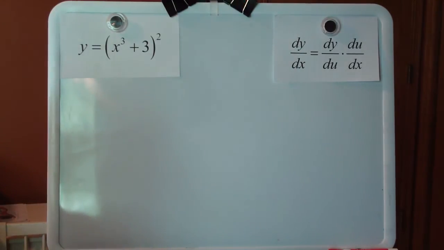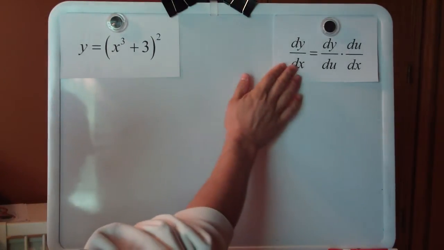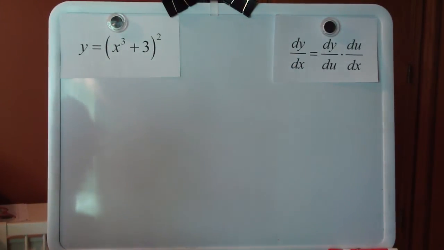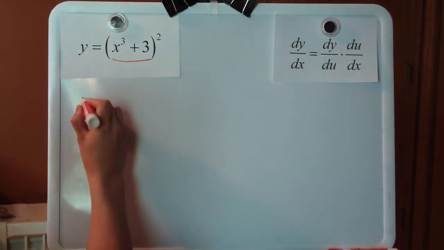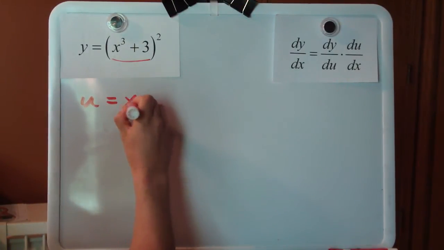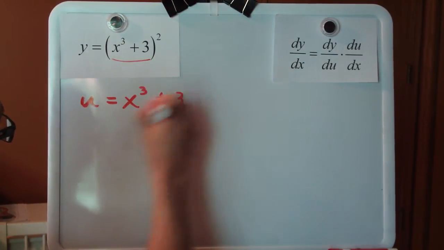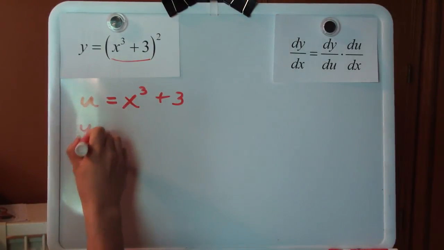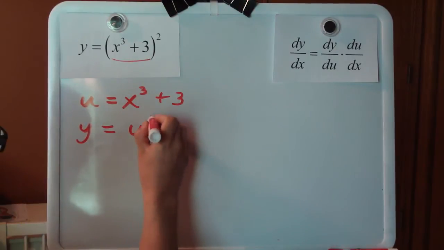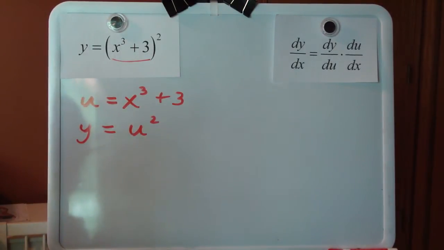Okay, so when you look at something like this, let's see if we can use the chain rule. You want to identify the inner part of the function, and you can see that's this part here that you're squaring. So u is equal to x cubed plus 3. Right? That's our inside part. And then we're going to attempt to rewrite this as y equals u squared. Right? So we're going to use this information here.